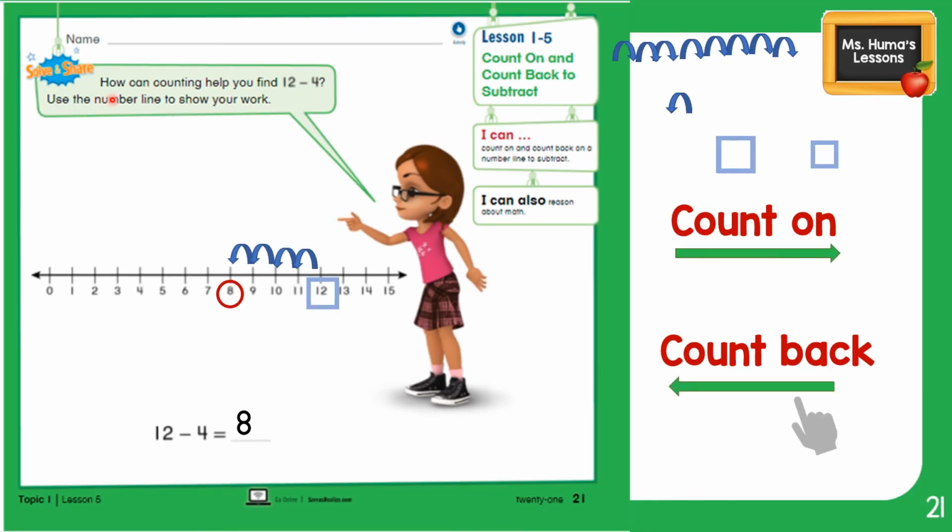Let's read here. How can counting help you find 12 minus 4? Use the number line to show your work. We have to find what is 12 minus 4, and we have to use two different methods, counting on and counting back. Let me give you a closer look at this number line.